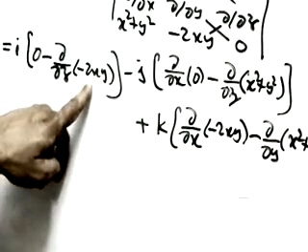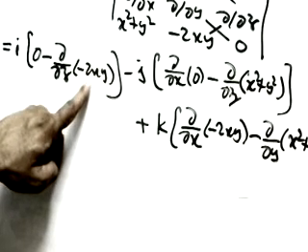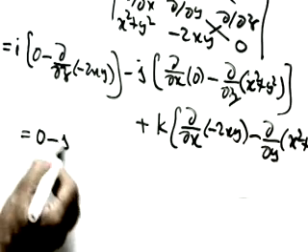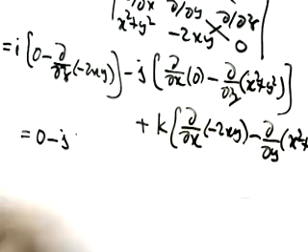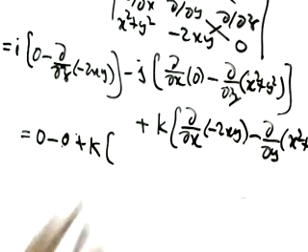Now see here, dou by dou z of 2xy: we don't have z over here, we have to differentiate with respect to z. We don't have z, so this is 0. So i into 0 will be 0 minus j into, this is also, you see, with respect to z, we don't have z here. This is also 0. Now what is left here?